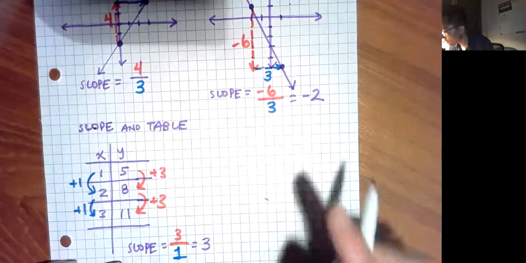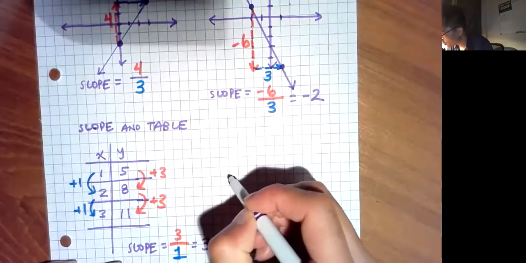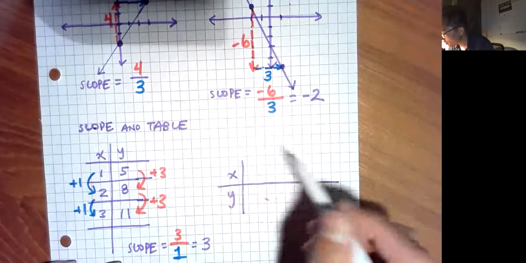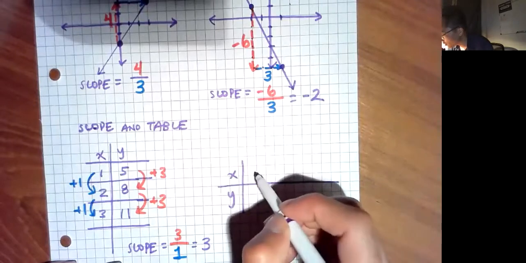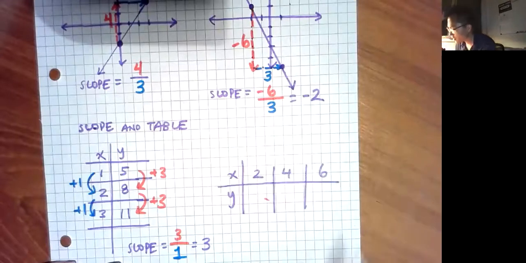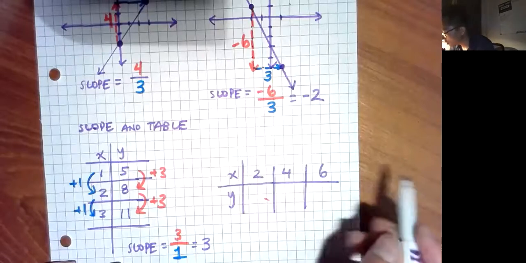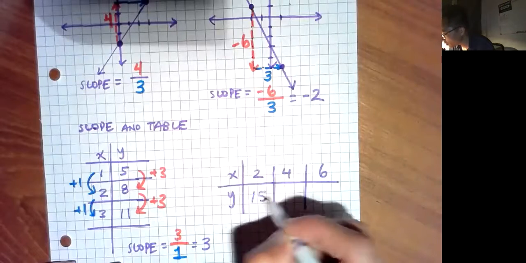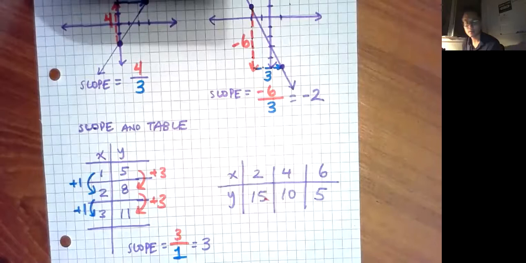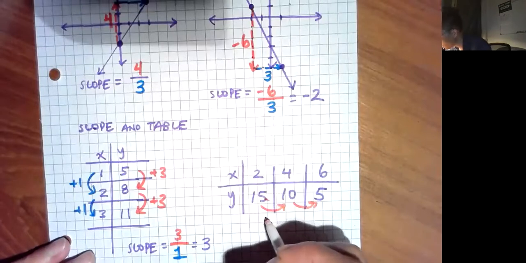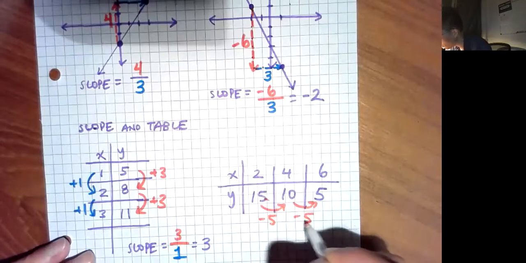Let's do another example, and this time I'm going to do a horizontal table. So X and Y. This time the X values are going to go from 2 to 4 to 6. Y values will be, let's do 15, 10, 5, like that. Same idea. What's the change in Y? So I'm checking between each of these Y values. Between each of these Y values, it's going down 5. So the change in Y is -5.